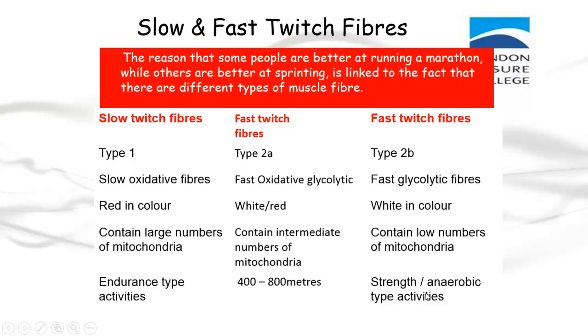Then in between you've got type 2A. Technical term for these is called fast oxidative glycolytic. So they've got elements of both, and because they've got elements of both, they're kind of pink in colour, a mixture between white and red, and they contain an intermediate number of mitochondria. From an activity point of view, you're looking at between 400 and 800 meters. Depending on how you train, these fast oxidative glycolytic fibres can be trained to become type 1 fibres.